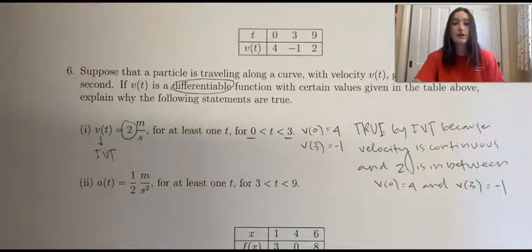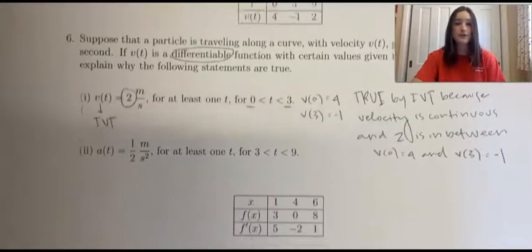Okay, so I just wrote out that sentence right there so you can see how the sentence fits into this problem. I said it's true by IVT. Remember, you have to say whether it's IVT or MVT because the velocity is continuous. Remember, we know it's continuous because it's differentiable. And 2 is in between f of 0 equals 4 and f of 3 equals -1. So you've got this y value is in between these two y values. So you know that there has to be a t that exists that has that y value too.